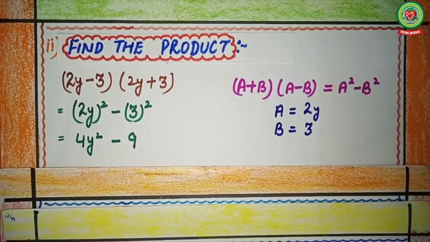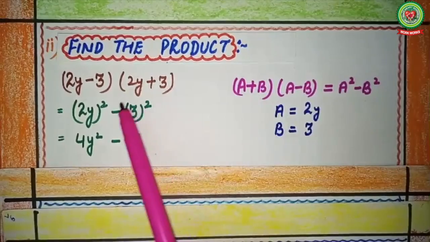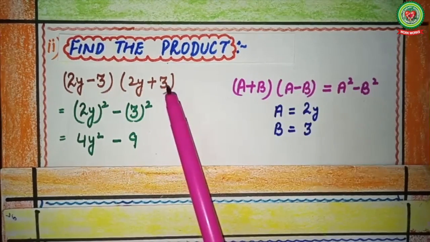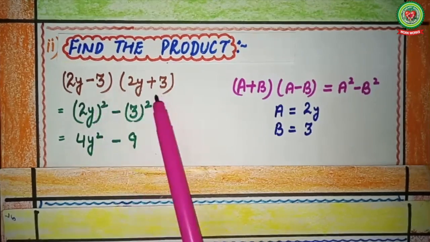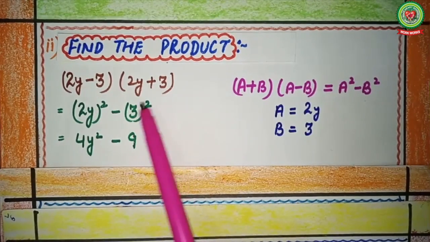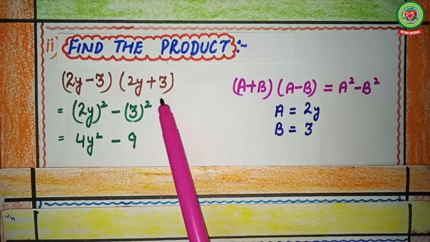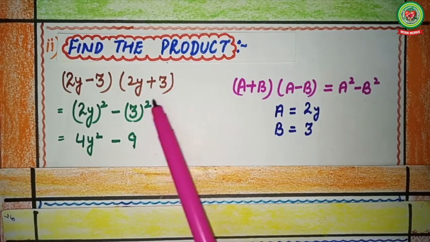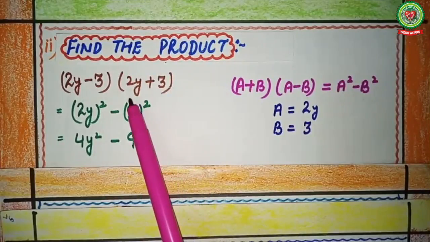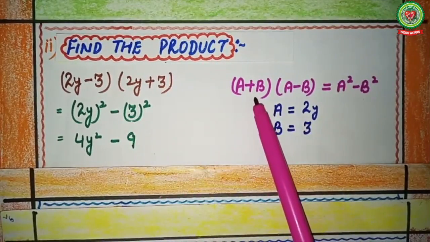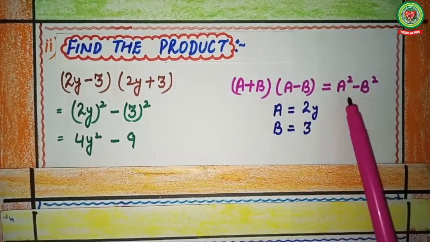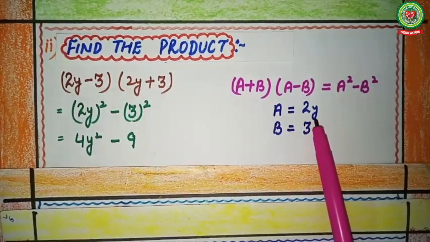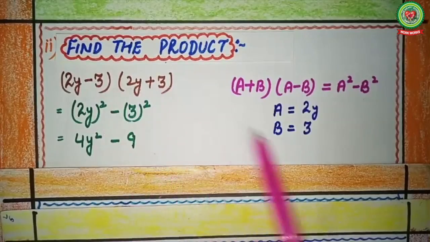Now here we have the second example, find the product. Again we have a statement like (2y minus 3) into (2y plus 3). Again we can see that these two brackets are the same, but they differ from each other by one thing, that is the sign, minus sign and plus sign. So we can apply this formula here, (a plus b) into (a minus b) is equal to a square minus b square, where a is equal to 2y and b is equal to 3.